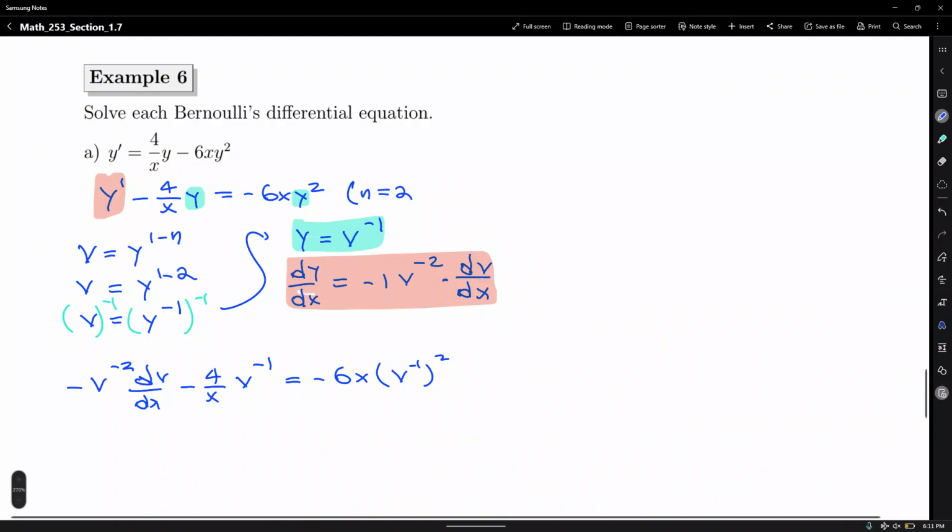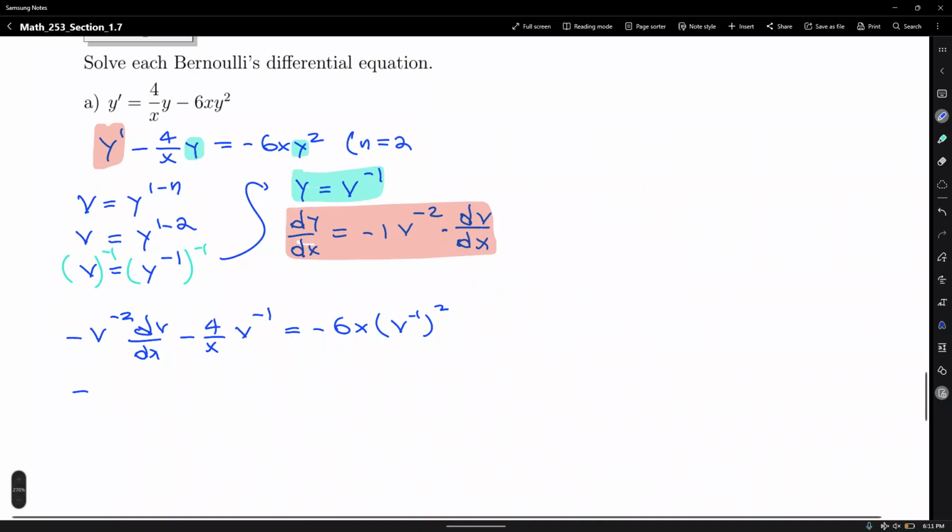Well, let's simplify this. And guys, it seems like we're getting an equation that looks more complicated than the one we started with. You'll see the magic in a second. So, negative v, negative v, negative v, negative 2 dv/dx minus 4 over x v to the negative 1 equals negative 6x v to the negative 2. All right?